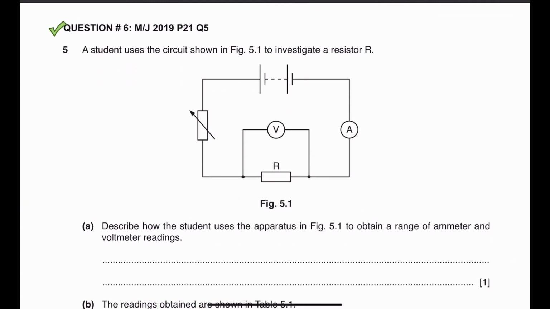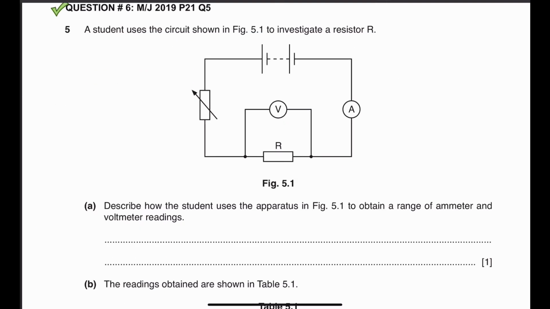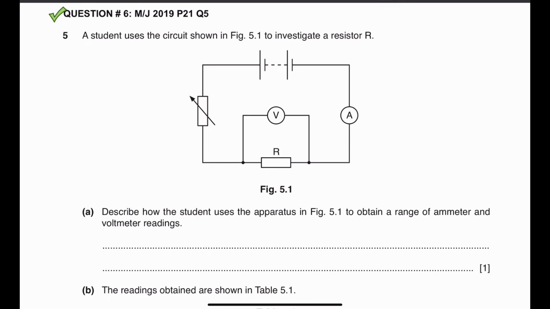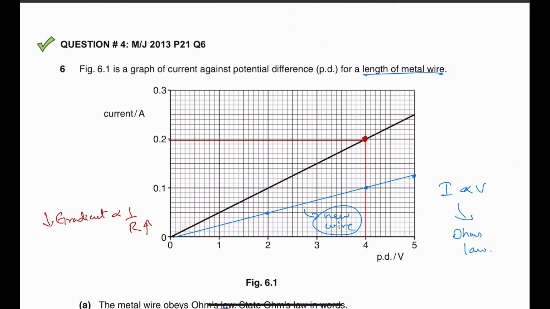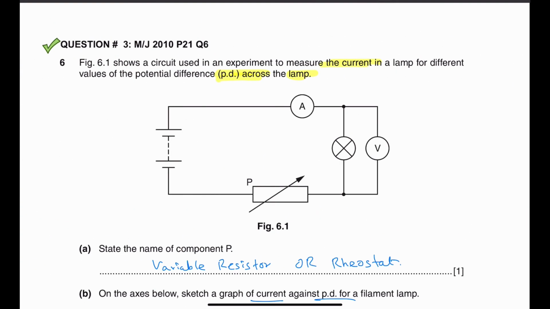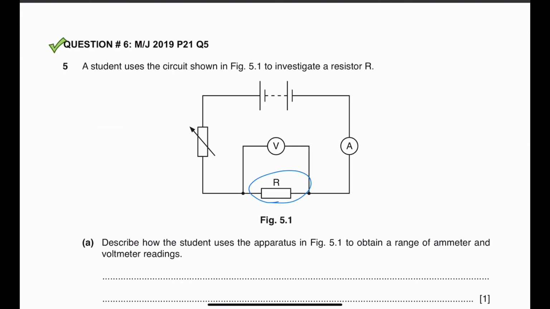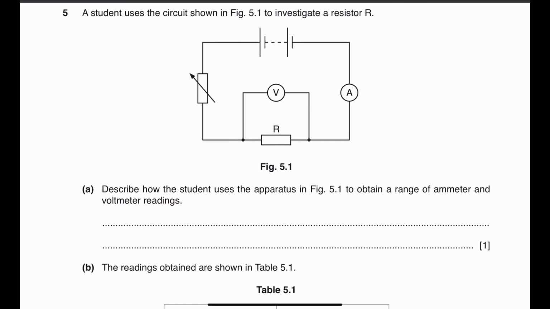Let's move on to the next question, which is question number 6. And again we have that same diagram which we saw in one of the previous questions. Now this diagram is essentially the same. There we had a bulb, but this time around we have a resistor under testing, but the experiment is the same. We have the variable resistor for our adjustments. Now describe how the student uses the apparatus to obtain a range of ammeter and voltmeter readings. How can you get multiple readings from the voltmeter and ammeter?